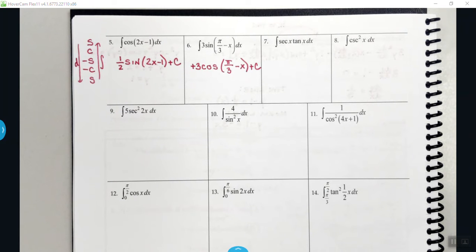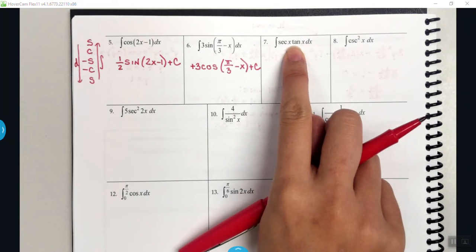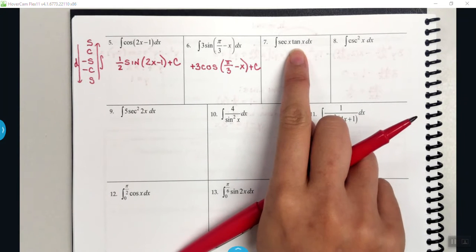Okay? What's the integral of secant tangent? So the derivative of what is secant tangent?